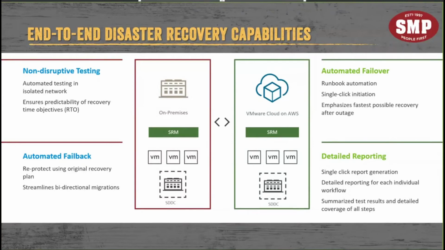I've got automated failover. So it's push of a button, fail my environment to VMC and AWS, or to another instance inside of VMC and AWS. However you want to do it, it's literally a single click. You push the big red button, as the joke goes. And then you've got automated failback. So it's going to reprotect the original, whatever it was originally, and it automatically does the bidirectional migrations.